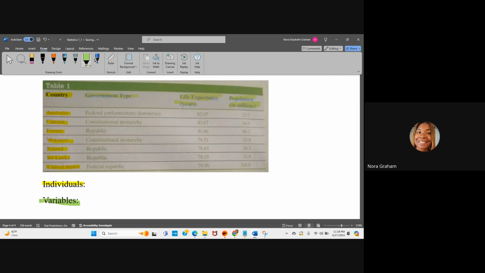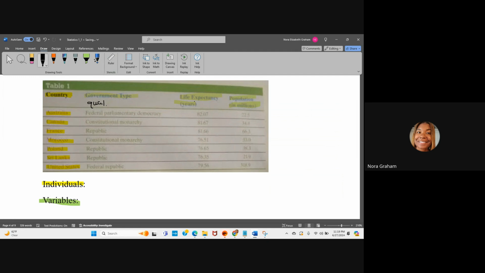Now they want us to describe our variables, so we're going to use some of the vocab words that we did in the beginning of this video. Let's look at our first variable, government type. This is going to be qualitative, because we're not dealing with numbers, we're dealing with characteristics. I'll just put qual for now because I don't want to spend time writing it all out. So that's a qualitative data type.